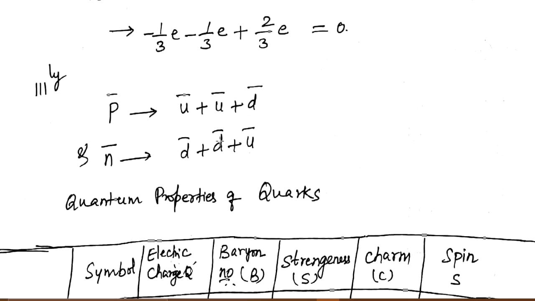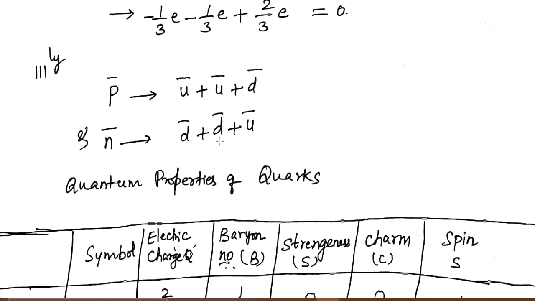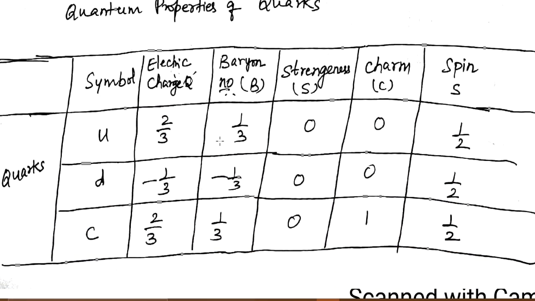Proton has a charge equal to plus E. Antiproton has a charge equal to minus E. Thus, proton and antiproton are a pair of particles. Neutron and antineutron are again a pair production inside the nucleus of an atom. Quantum properties of quarks. Look at this table.